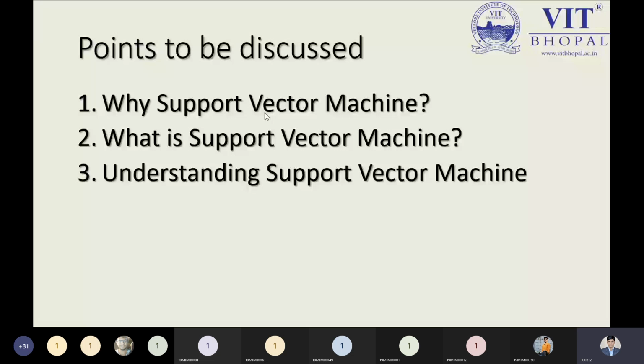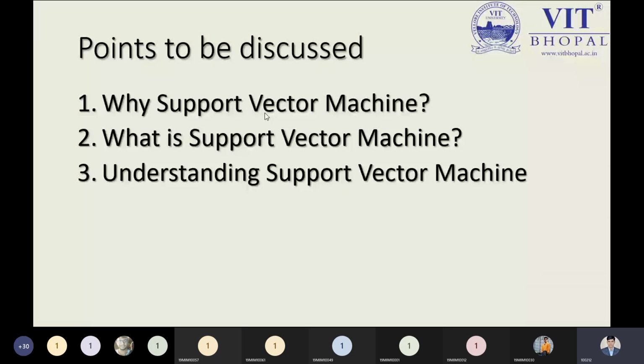understanding support vector machine. Before telling anything about the support vector machine, just let me know the student size. Do you have any idea about the support vector machine, or is anyone working on it? Just let me know the status right now. Anyone who is familiar with this term or who is working on it, please let me know. Anyone? No, sir. Okay, good. So no problem.